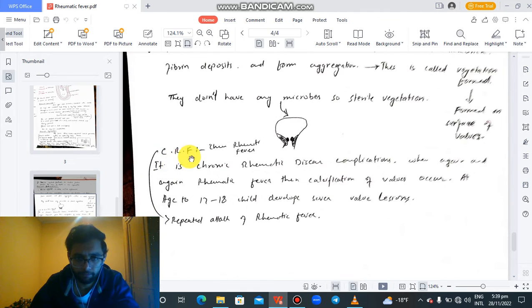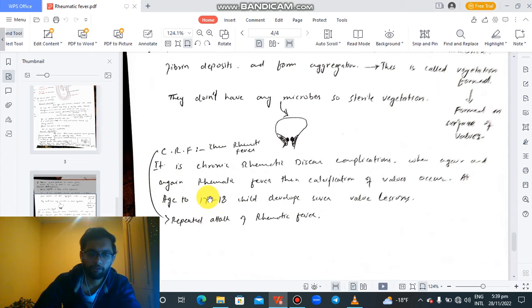Chronic rheumatic fever is a chronic rheumatic disease complication. So endocarditis is a chronic rheumatic disease complication: when rheumatic fever occurs again and again, then calcification of valves occurs. At the age of 17 to 18, the child develops severe valve lesions from repeated attacks of rheumatic fever. So at the age of 17 to 18, the patient will develop severe valve damage, and it is very dangerous because the next condition will be congestive heart failure. So the patient should be treated for rheumatic fever.